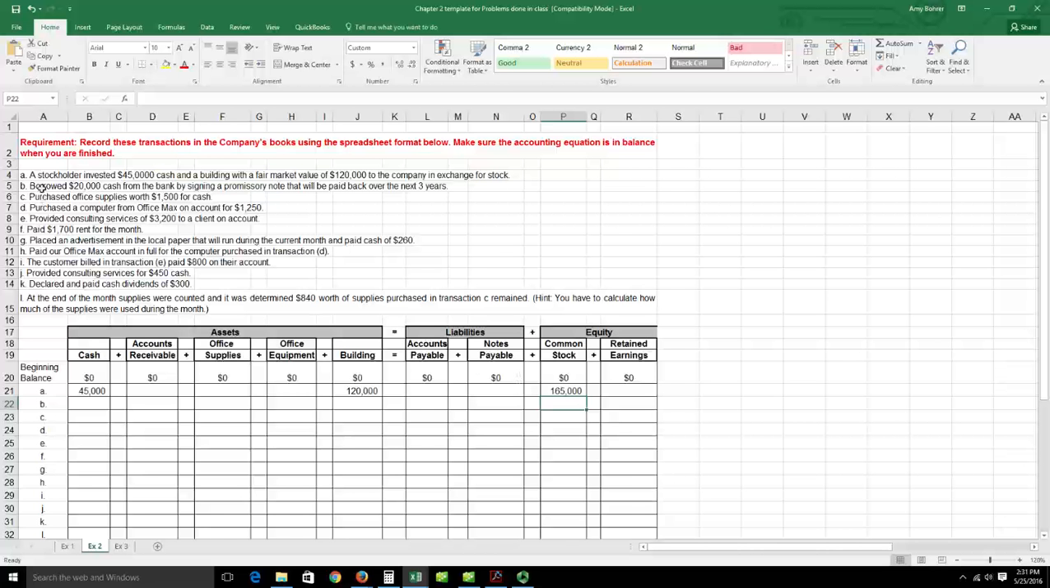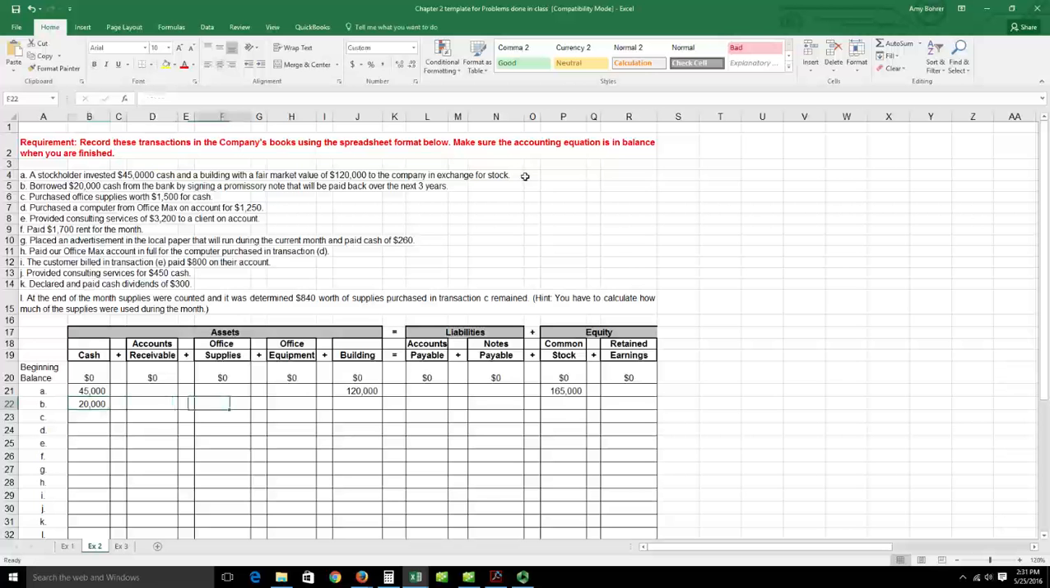So then we move on to the second one. The company borrowed $20,000 cash from the bank by signing a promissory note that will be paid back over the next 3 years. And so when you go to the bank and you sign that promissory note, they'll give you a check. You'll deposit it into your checking account. So in that case, cash is going to be going up.